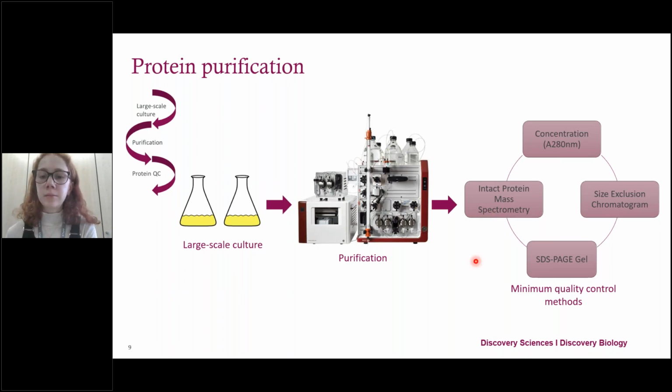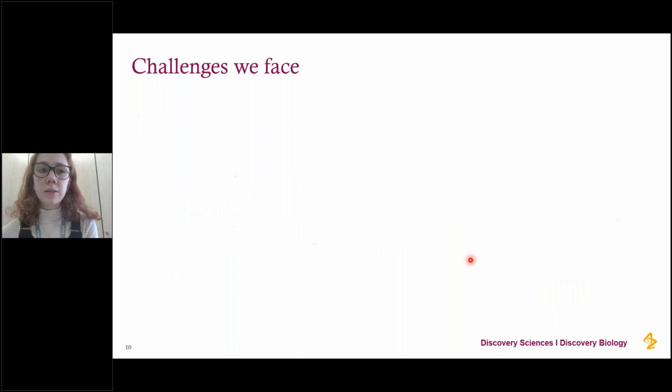In addition to this minimum QC setup, we also have the ability to do peptide mapping, DLS and DSF if required as additional modalities. So in our workflow, we do also face a number of challenges through working with proteins.